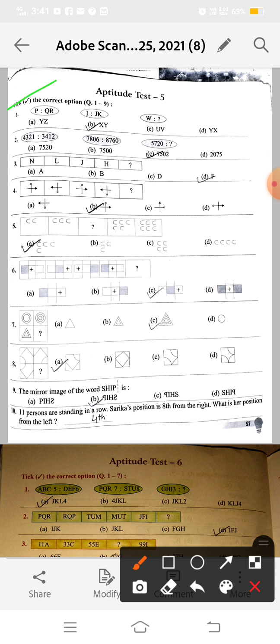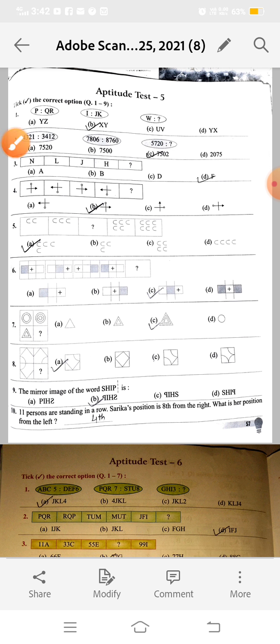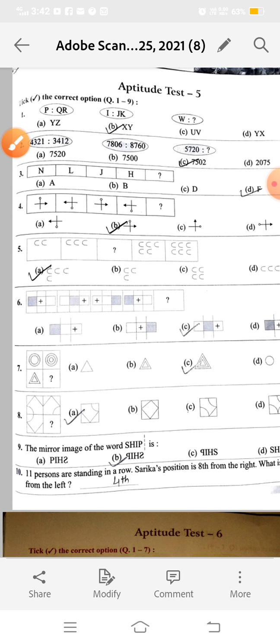So what is given here? Tick the correct option, question 1 to 9. Okay, from question number 1 to 9 we have to tick the correct option. We need to observe or read the pattern, and according to the pattern we have to choose our correct option. So let's see what is given in our first question, which pattern is followed here.